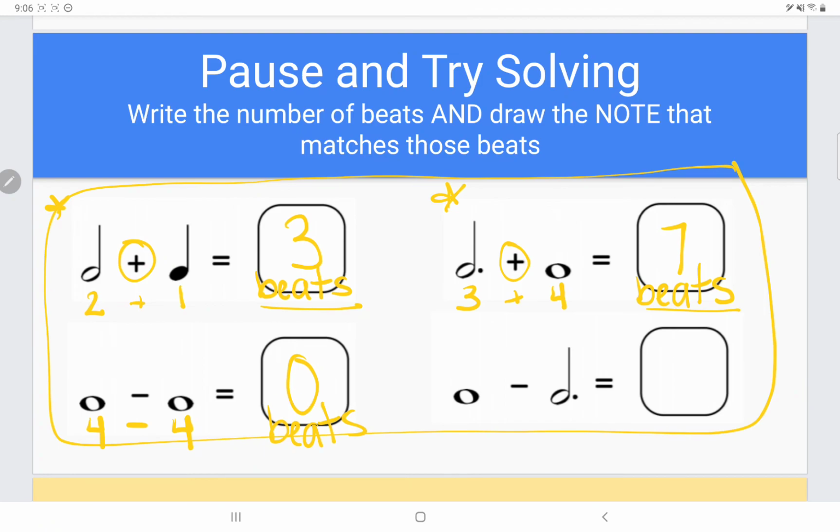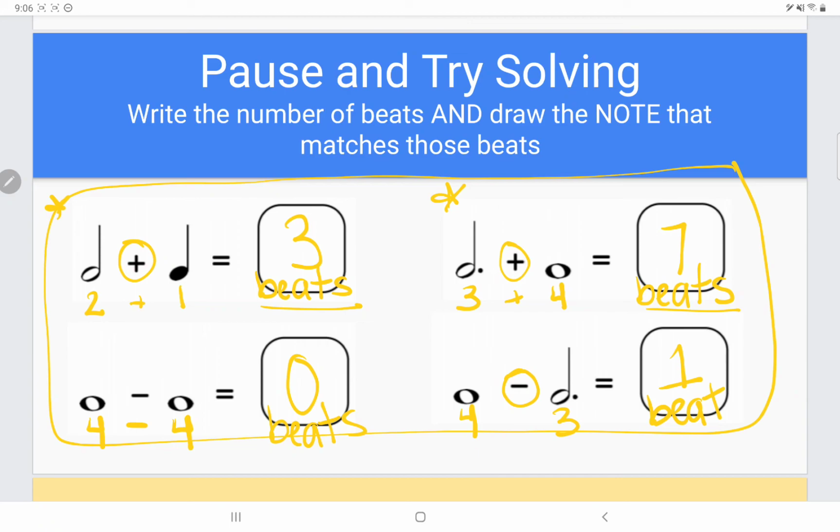Now in our last one, we have another whole note. Remember, our whole note is our longest, it's worth 4 beats. We are subtracting again, and we're subtracting that dotted half note. Just like in my last one, it's worth 3 beats. When I subtract them together, all I have is 1 beat left.